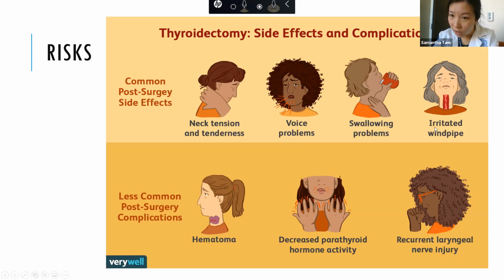And I don't know if you can see this last part of the slide, but an irritated windpipe, same thing. We have to put the breathing tube in the throat area. We're working close to the breathing tube, and so we're having to move it back and forth, and that might irritate that area too. These common post-surgery side effects are usually shorter acting, a couple of days, maybe a week or two, and then they'll improve over time.